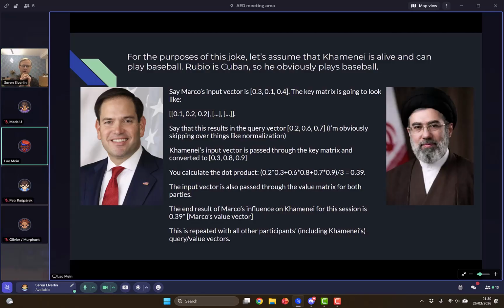What do you mean? You mean two concepts, as in the concept of Marco and the concept of Hamane? Yeah. Not influences. It could be a one-way influence, right? Like maybe, yeah.